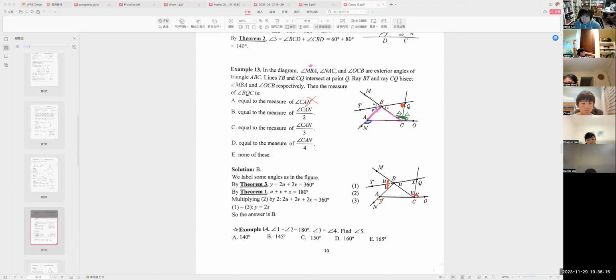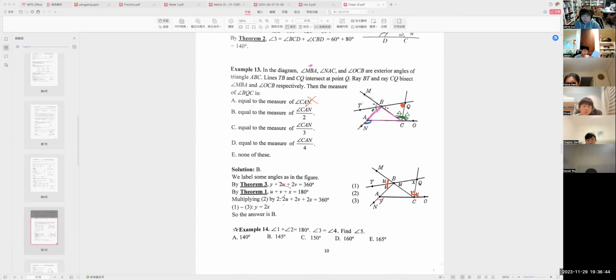And by theorem 1, we know U plus V plus X equals 180. We want to find out the relationship of X, right? The X of Y or X of U or X of V, that's the relationship we want, right? So you can just multiply by 2. So we have 2U plus 2V plus 2X equals 360. Don't you agree with me?